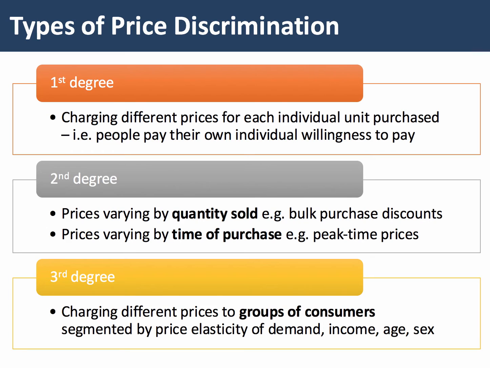Price discrimination occurs when a business charges a different price to different groups of consumers for the same good or service for reasons not associated with costs. There are various types of price discrimination.